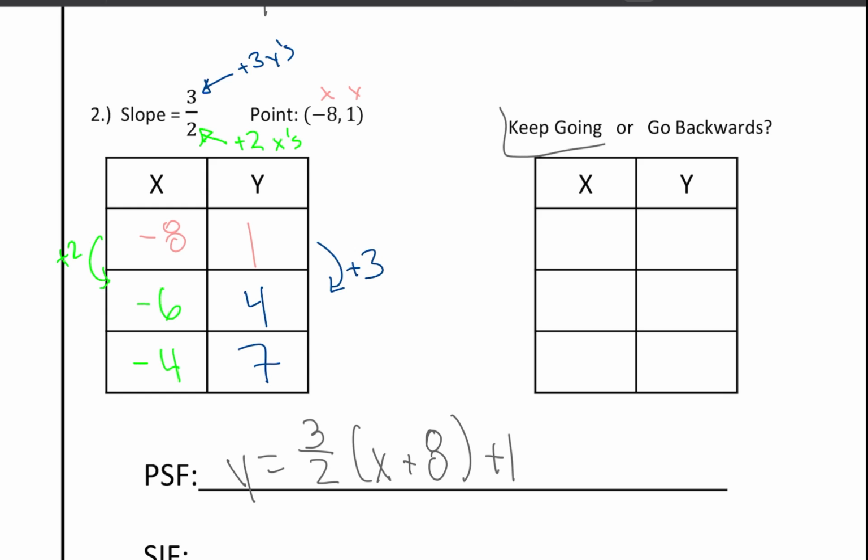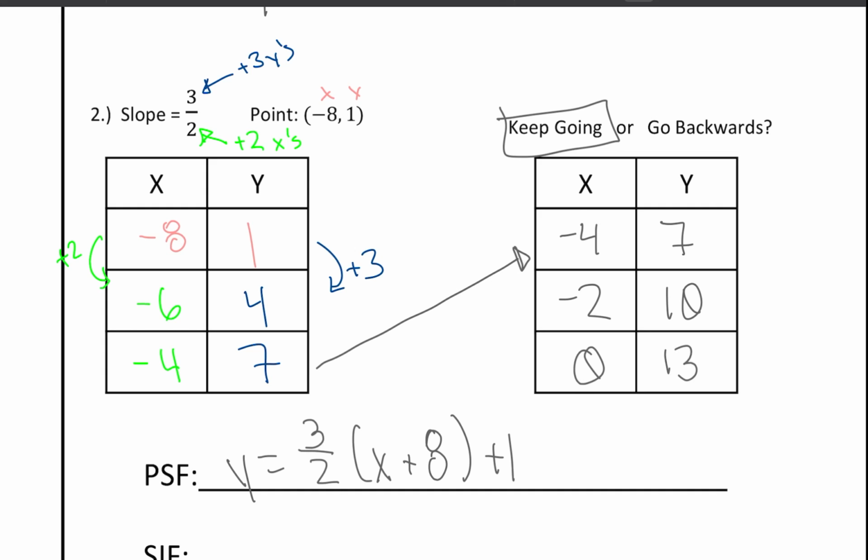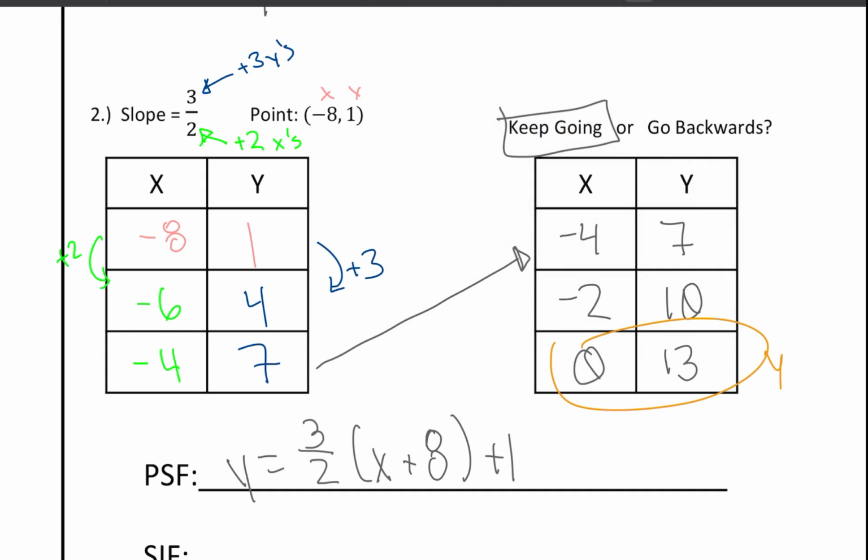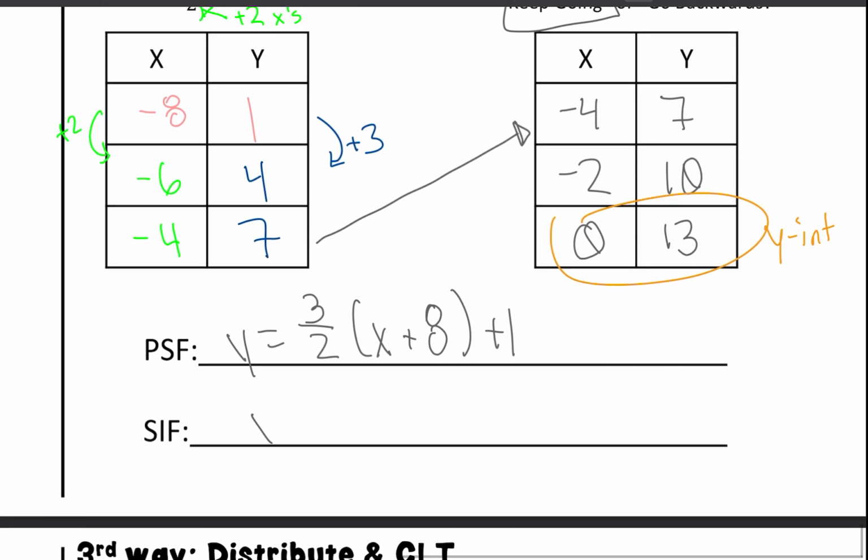And we're going to keep going because this is getting closer to time 0. So we got -2 after that, 0 after that. 7 plus 3 is 10, 10 plus 3 is 13. So now I have my y-intercept of 13. So I can write my slope-intercept form equation, y equals 3/2x plus 13.